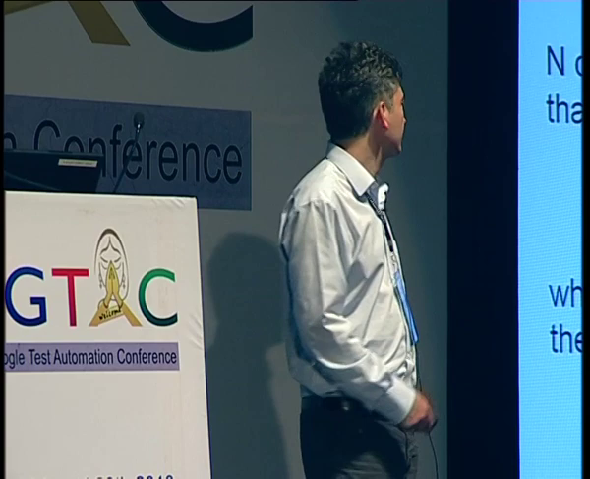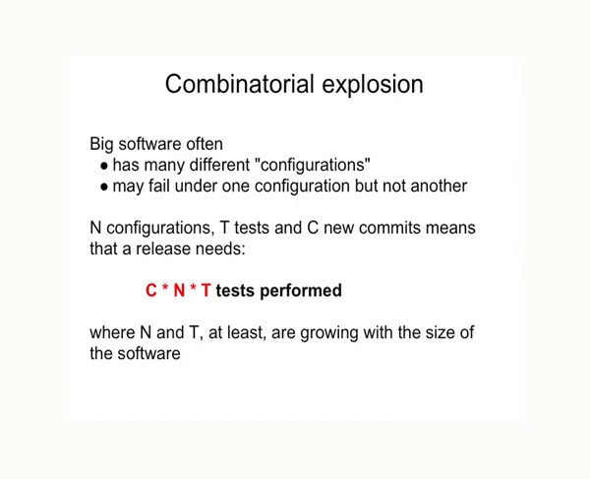And also, there is a combinatorial explosion problem with test suites, because it's difficult to test everything, especially for big software that has many different configurations. You can see that if you have big N configurations, big N tests, and big C new commits, then you have to perform a really big amount of tests if you really want to test everything. So we saw that test suites need a tool to efficiently find the first bad commit and a strategy to fight combinatorial explosion. But now let's see how Git Bisect is used.